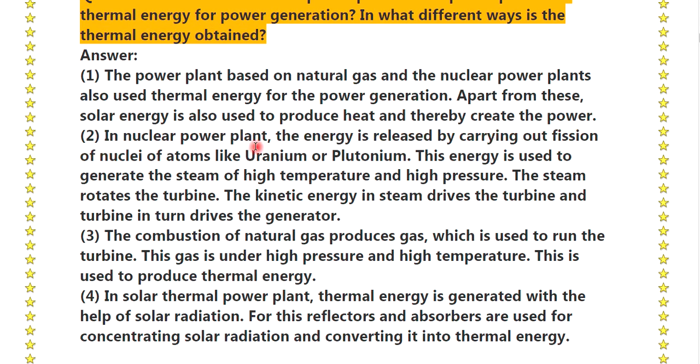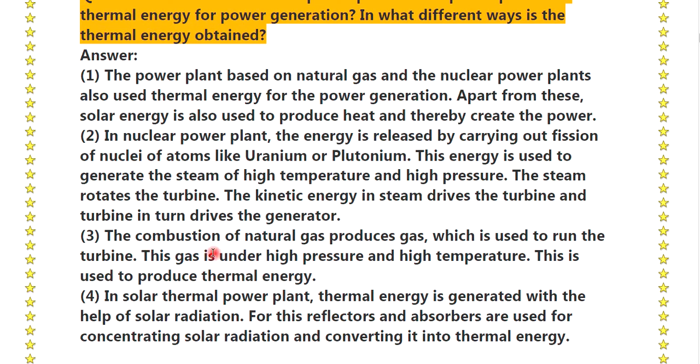Second point, in nuclear power plant, the energy is released by carrying out a fission of nuclei of atoms like uranium or plutonium. This energy is used to generate steam of high temperature and high pressure. The steam rotates the turbine. The kinetic energy in steam drives the turbine and the turbine in turn drives the generator.